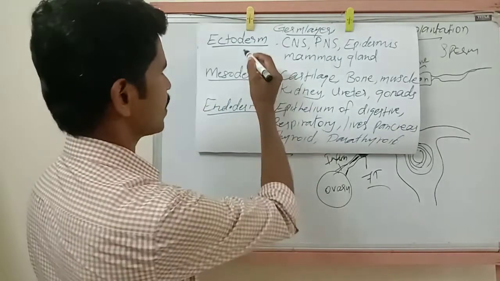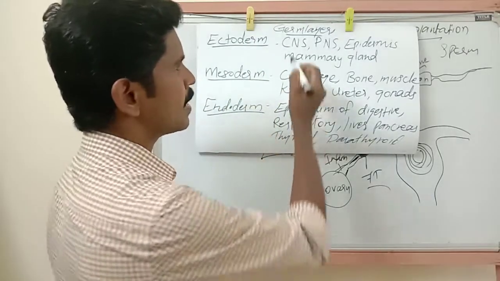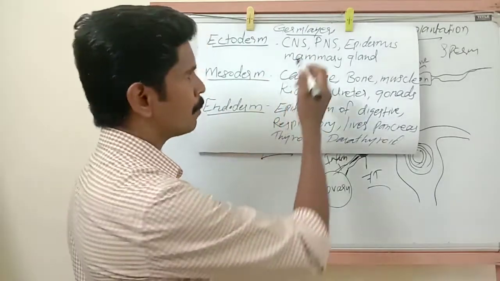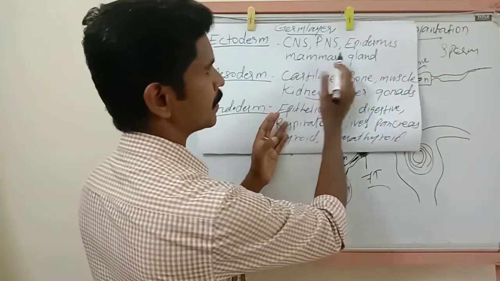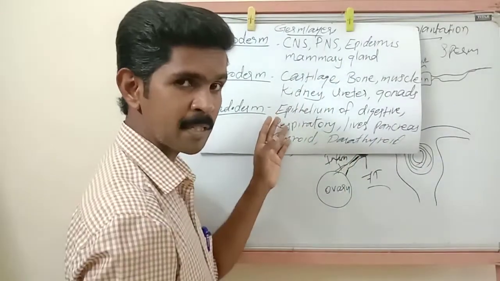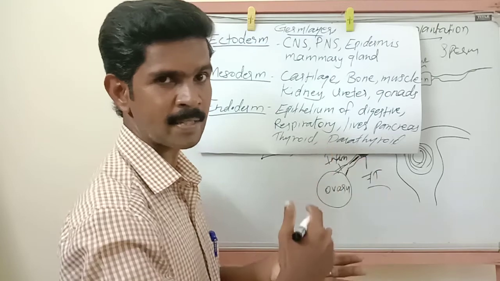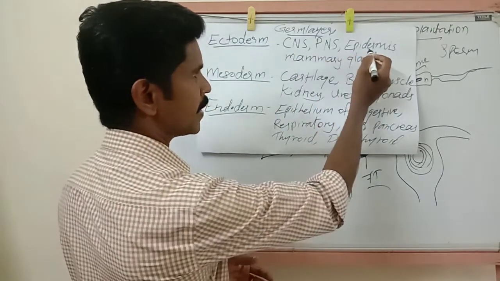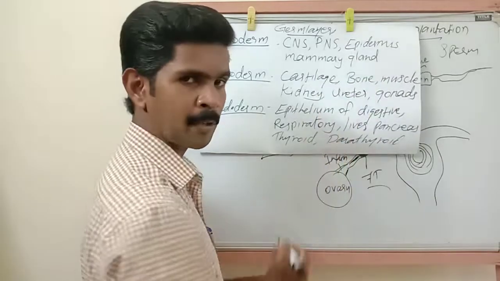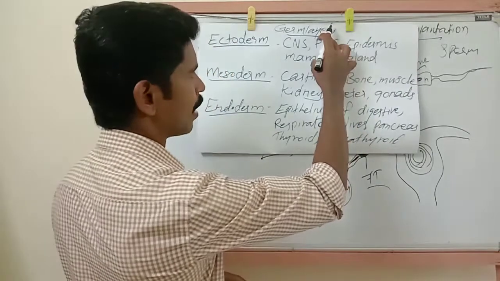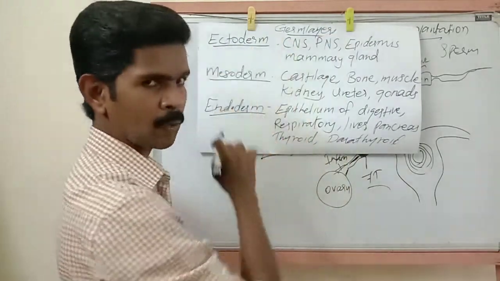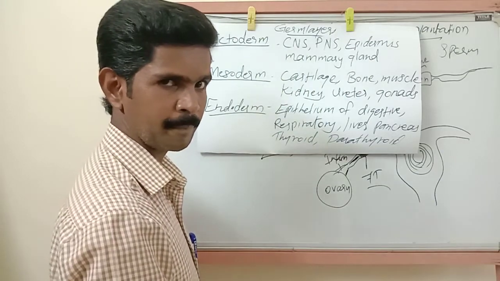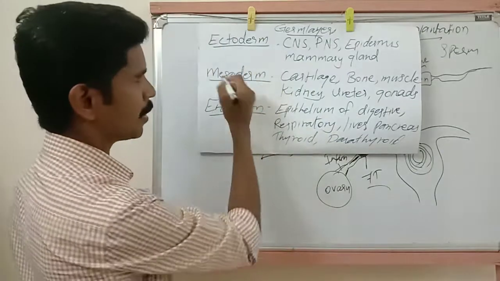So the first one is ectoderm. Central nervous system, peripheral nervous system, epidermis. Epidermis means the outer surface layer of the skin. Central nervous system, peripheral nervous system, epidermis, and mammary gland, the milk-producing gland. So all these organs develop from the ectoderm, the first germ layer. It's a very important 3-mark question.